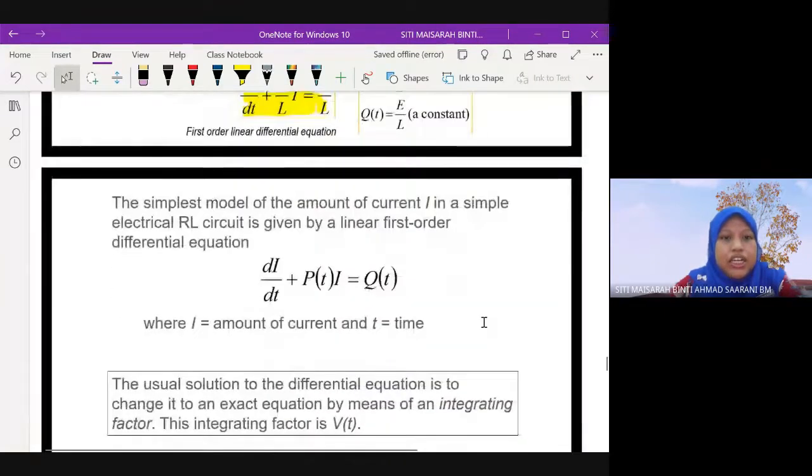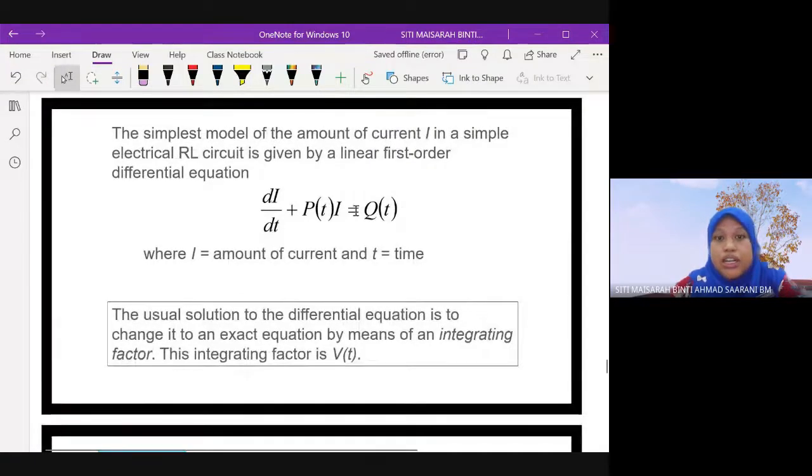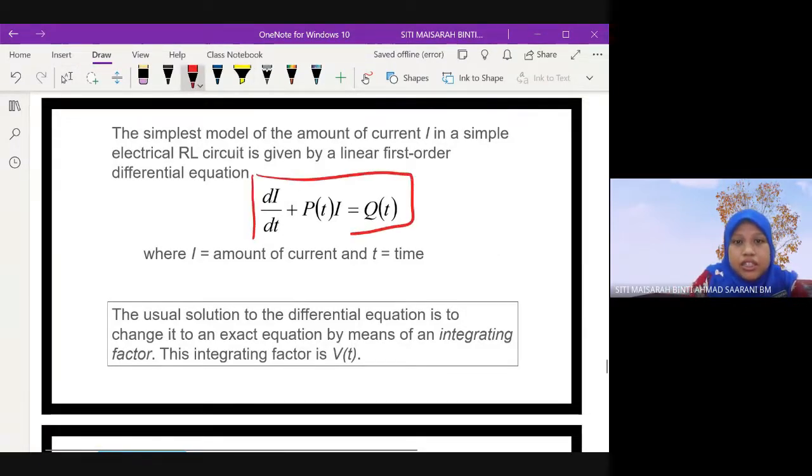So jadi dia punya differential equation awak adalah sebenarnya yang awak pakai is di over dt plus P in term of T, I equals to Q in term of T. I2 is amount of current and T equals to time. Ni dia punya differential equation yang awak kena ingat lah untuk electric circuit. Okay, so seperti yang Media sebut, untuk electric circuit kita pakai integrating factor method.